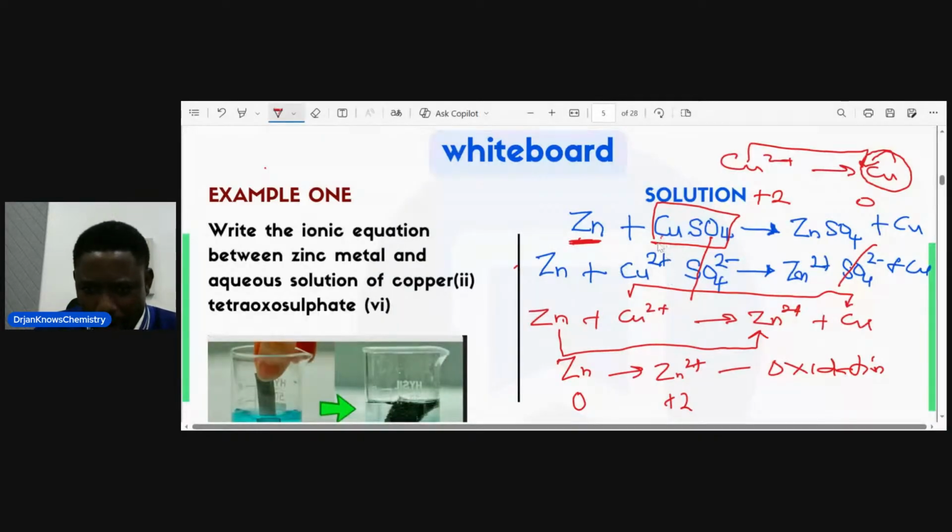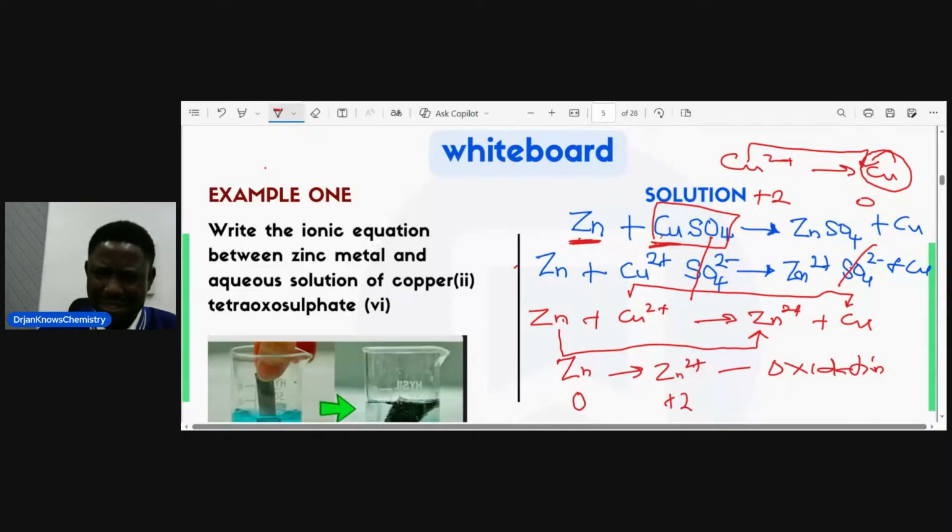Now, if you look at copper here, it has changed from +2 to 0. That shows that it has been reduced. It shows that zinc is the reducing agent. So in a redox reaction, we have both an oxidizing agent, which oxidizes the other substance, and a reducing agent, which reduces the other substance.